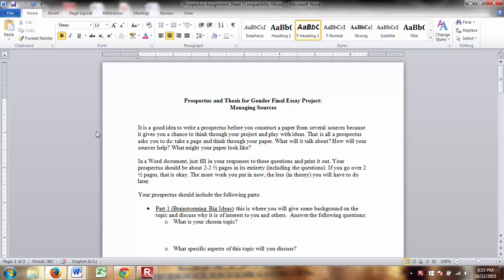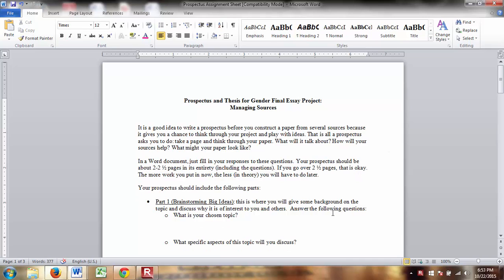Take a page and think through your paper. What will it talk about? How will your sources help? And what might your paper look like? In a Word document, just fill in your responses to these questions. You don't need to print it out. You will be submitting it electronically. Your prospectus should be about 2 to 2.5 pages in its entirety, including the questions. If you go over, that's okay. The more work you put in now, the less in theory you will have to do later.